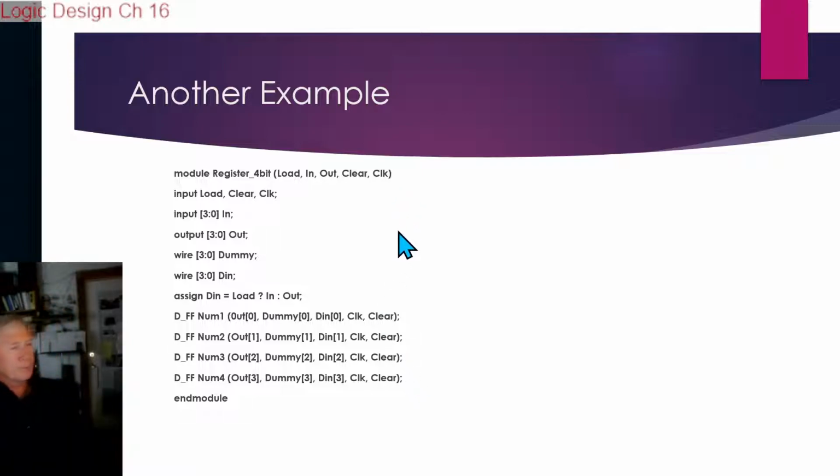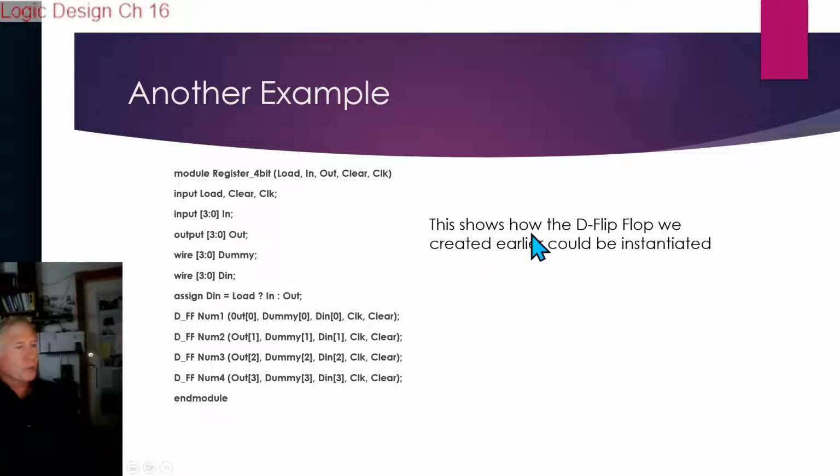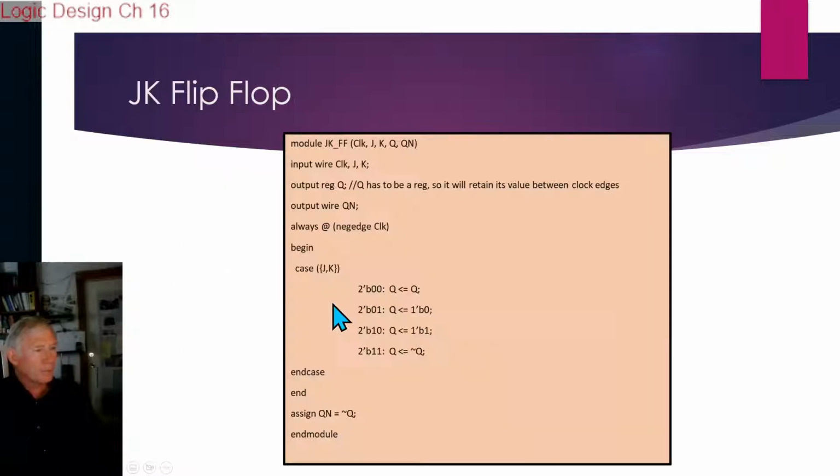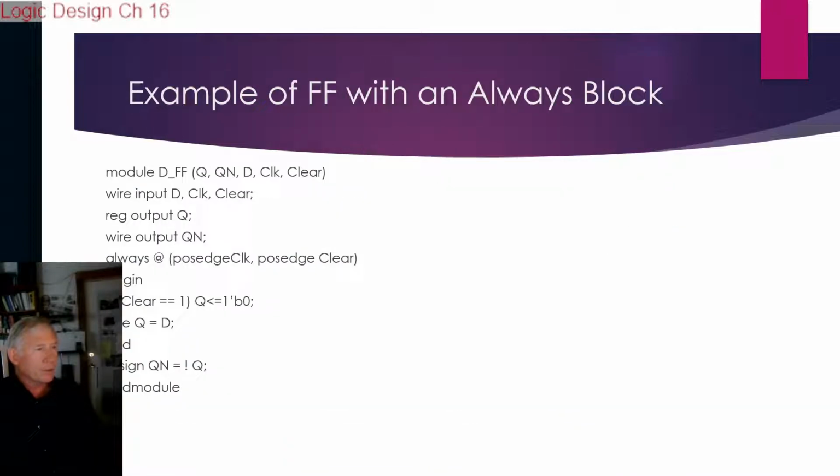Okay, so let's do this. A couple of things. It shows how the D flip-flop we just created could be instantiated, that is, used in another module. Okay? And then it also shows how we might need to use a dummy variable when we don't need to use all the variables in the port list of the module we're instantiating. So in this particular case, let's go back to our flip-flop. Here's our D flip-flop. Notice in this port list, we have Q, Q naught, D, clock, and clear.